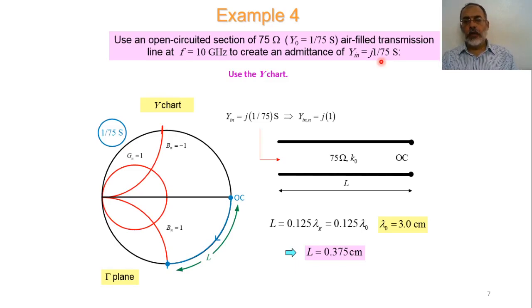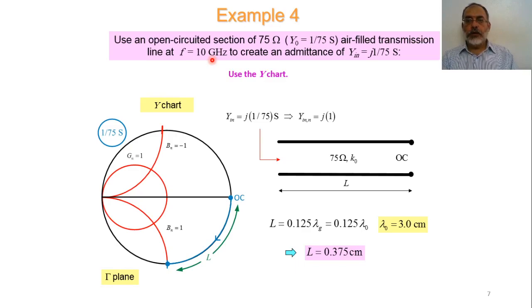Another example, assume that we have an open circuit transmission line, and this transmission line has a characteristic impedance of 75 ohms, and it is required to design a transmission line section with such open circuit load to have an input admittance equal to j over 75 Siemens. If the characteristic impedance is 75 ohm, the characteristic admittance is 1 over 75 ohms. So in this case, the required normalized input admittance is j1. And also we are talking about an air-filled transmission line, and the frequency is 10 GHz. So the wavelength is 3 cm as in the previous example.